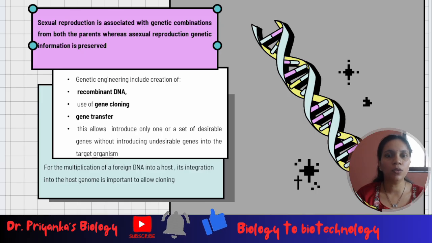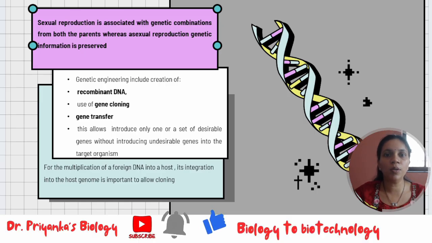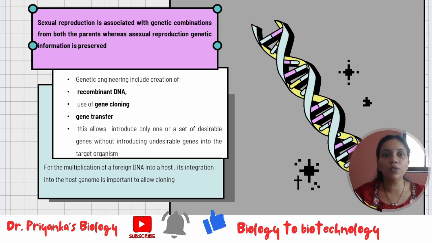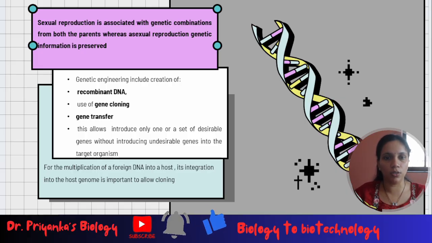Now we have been talking about sexual reproduction and asexual reproduction. In sexual reproduction, we know there is going to be a contribution of both the parents. 50% will come from the mother, 50% will come from the father. This will lead to a different sort of combination. But in case of asexual reproduction, the genetic information is preserved. So there is no alteration in the genetic makeup. So that is the natural process which occurs over here.